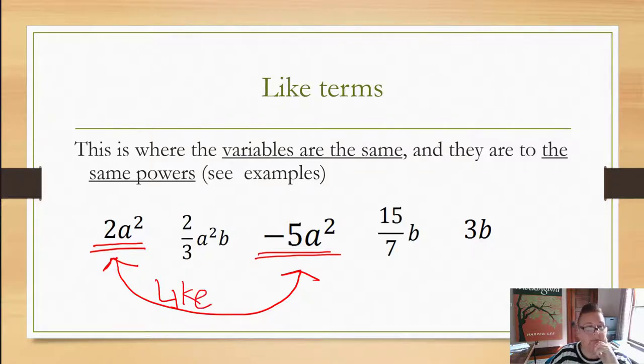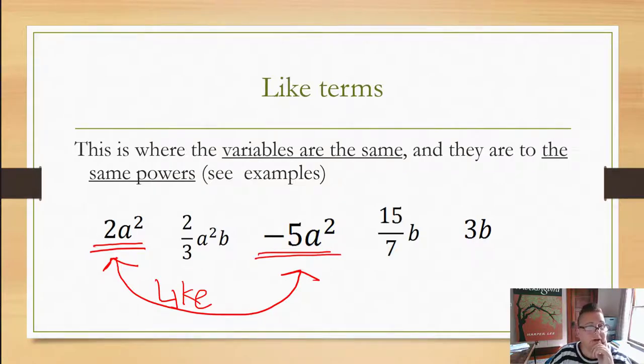These two are like terms. The a is the same in both. The power squared is the same in both. Because they are both a squared, we look only at the variables. The coefficients of 2 and negative 5 are ignored. We don't pay any attention to those.